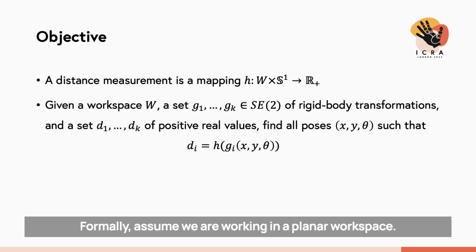Formally, assume we are working in a planar workspace. Given a set of rigid body transformations, which might be the transformations the robot performs in space, or perhaps the offsets of multiple distance sensors mounted on top of the robot that stays still, and a corresponding set of distance measurements, we strive to find all poses for which, after translating accordingly and measuring the distance, we get the corresponding distance measurement.